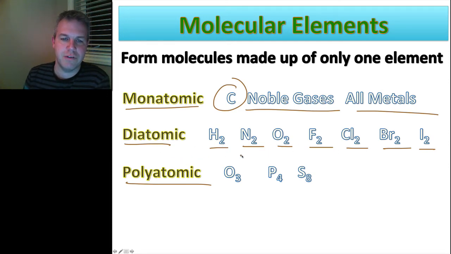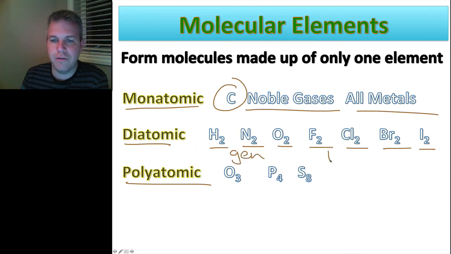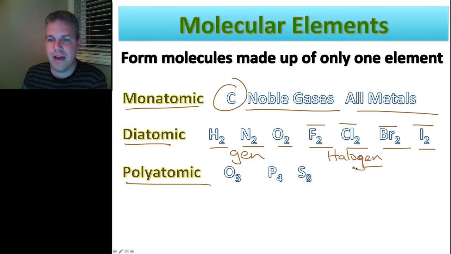Well, there's a simple way to remember this: they are either going to end in gen, or they're going to be a halogen, also ending in gen. So fluorine, chlorine, bromine, iodine, these are all halogens. They end in gen, and then we have hydrogen, nitrogen, oxygen. So again, all the gens are diatomic: the halogens and the ones that end in gen.